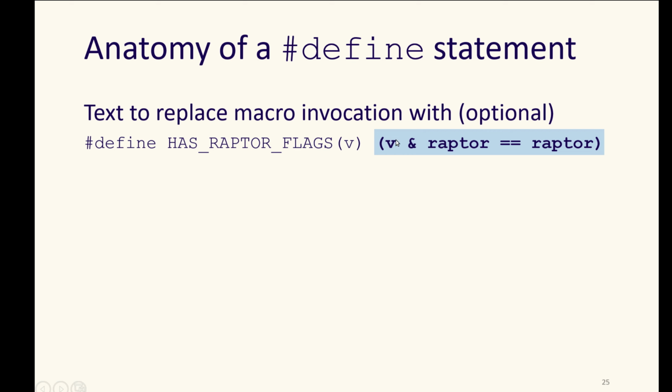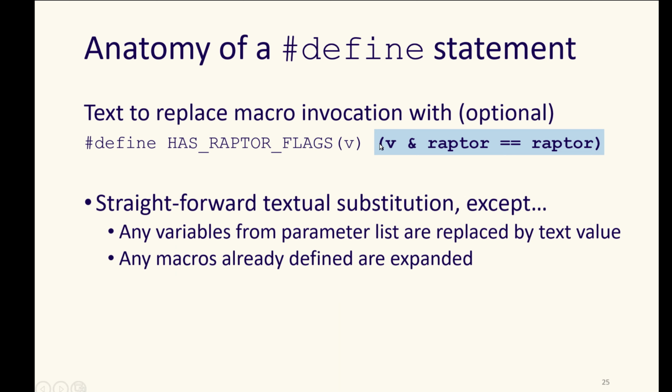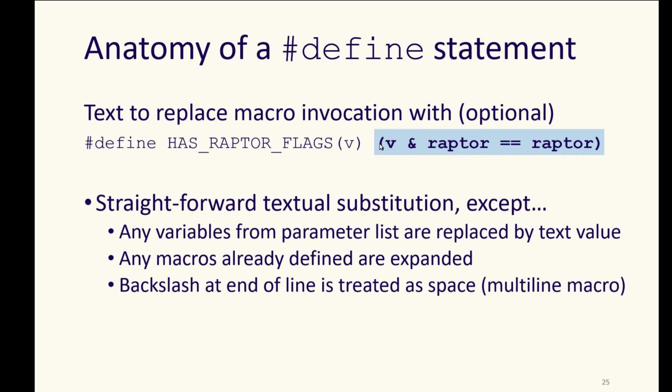So then we have finally the text that will replace the macro invocation. We could put parentheses around it. That does help to make it clearer which part is which here. It's really just a straightforward text substitution, except we need to know what will be our v or our other parameters to replace there, and then the full statement will replace wherever this macro was invoked. And if the macro uses other macros, then those will be expanded first before the replacement is done.